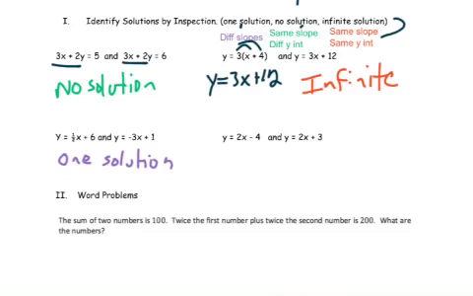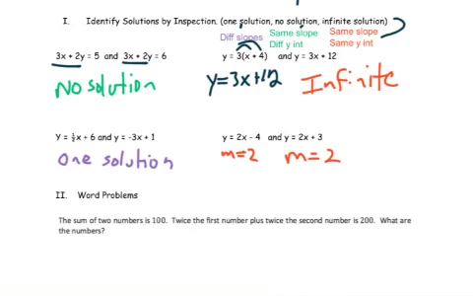Okay, now the next one, y equals 2x minus 4, and y equals 2x plus 3. Well, let's take a look at the slopes. Slope of this one, m equals 2. Slope of this one, m equals 2. Okay, well, I have the same slope.